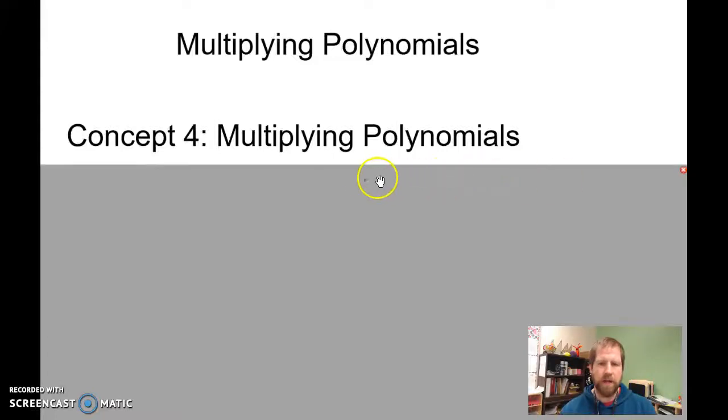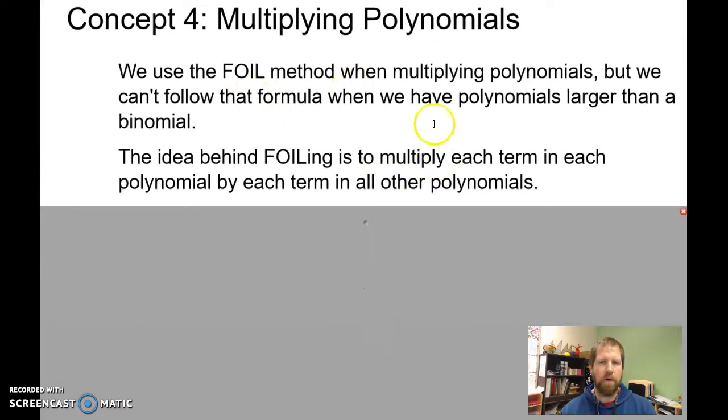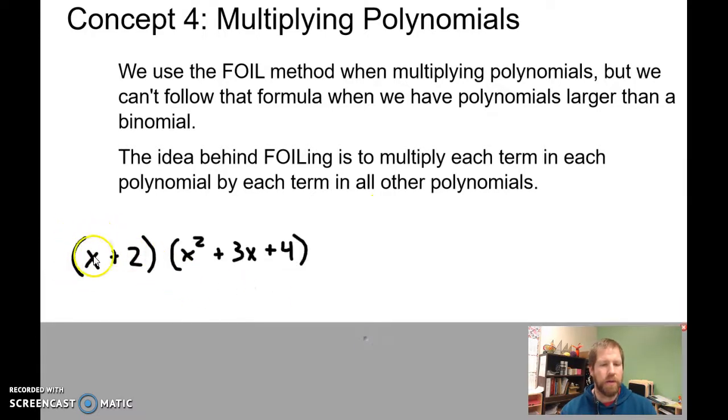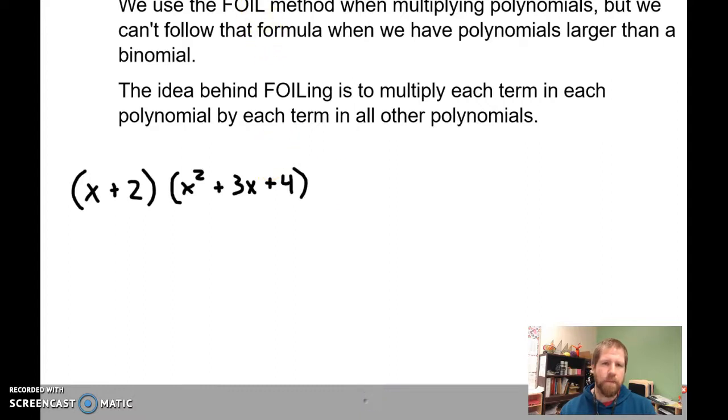Concept 4, multiplying polynomials. We have learned the FOIL method for multiplying two binomials, but when we start getting into larger polynomials, polynomials with more than two terms, the FOIL method doesn't work. But the idea behind the FOIL method is that we're trying to multiply each term in our polynomial by each term in our other polynomial. So we can do that same thing. We're basically just going to distribute out each of our terms.